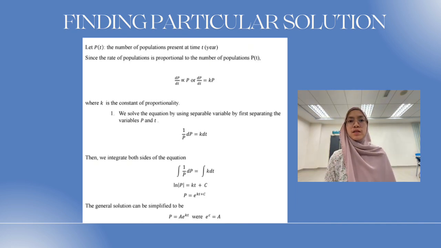First, we solve the equation by using separation of variables, first separating the variables P and t. So we get 1/P dP = k dt. Then we integrate both sides. So we get ln P = kt + C. Then we exponentiate both sides. So we get P = e^(kt) times e^C. We let A = e^C because e^C is a constant. Therefore, the general solution can be simplified as P = Ae^(kt).